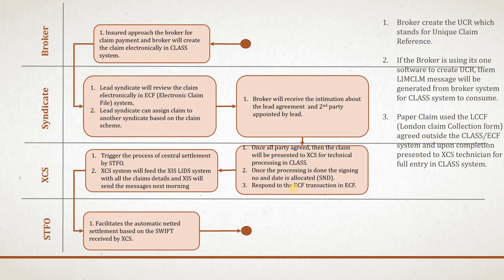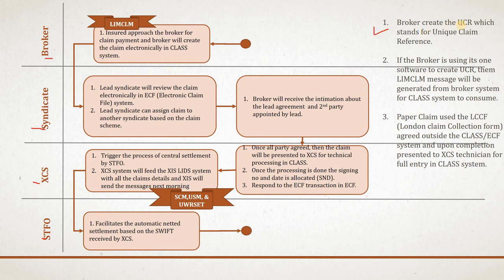The process remains absolutely the same. We have the broker, the syndicate, XCS and STFO, and then the entire thing I have explained earlier. But when it comes to messages, the first message here is a LIMCLM message, which I will explain in a while. And then you have SCM, USM and UWRSETT. Let's have a quick look at the key points over here.